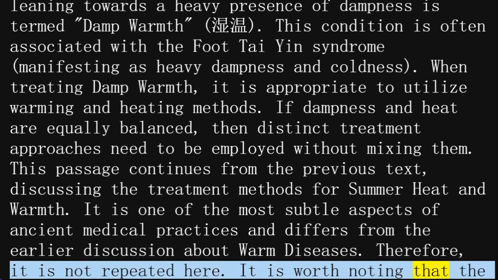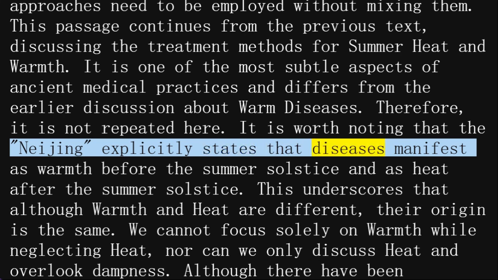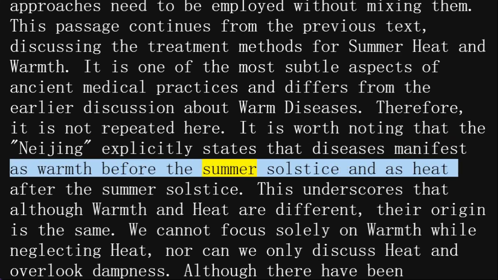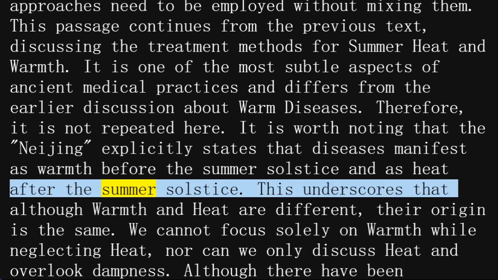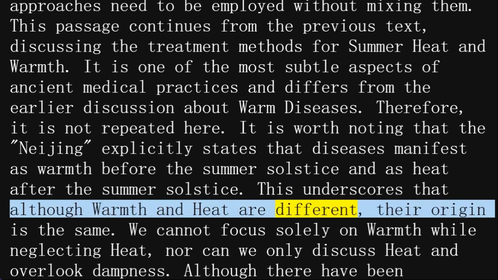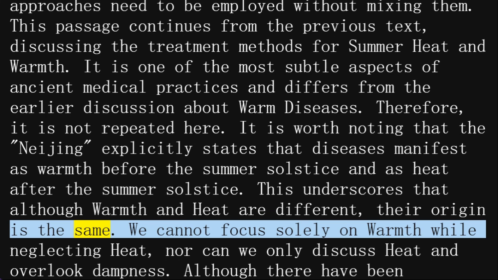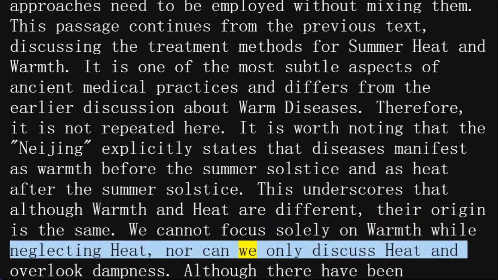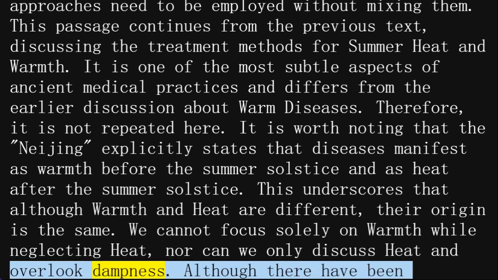It is worth noting that the Neijing explicitly states that diseases manifest as warmth before the summer solstice and as heat after the summer solstice. This underscores that although warmth and heat are different, their origin is the same. We cannot focus solely on warmth while neglecting heat, nor can we only discuss heat and overlook dampness.